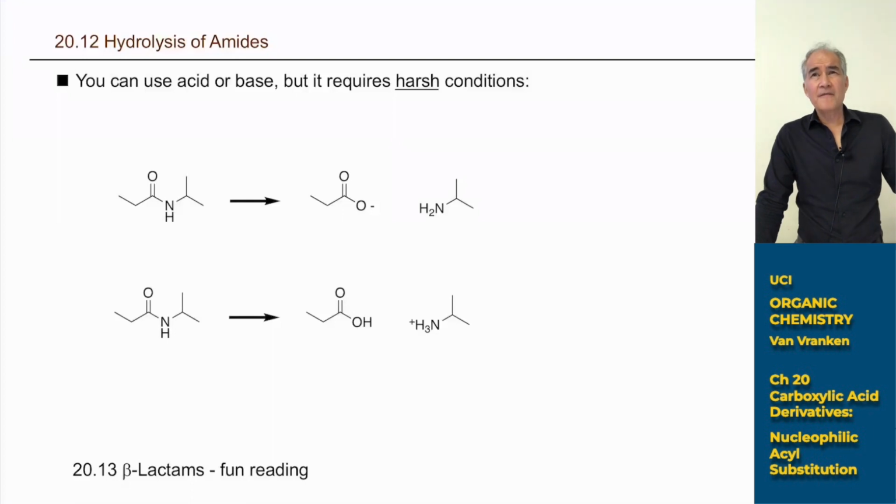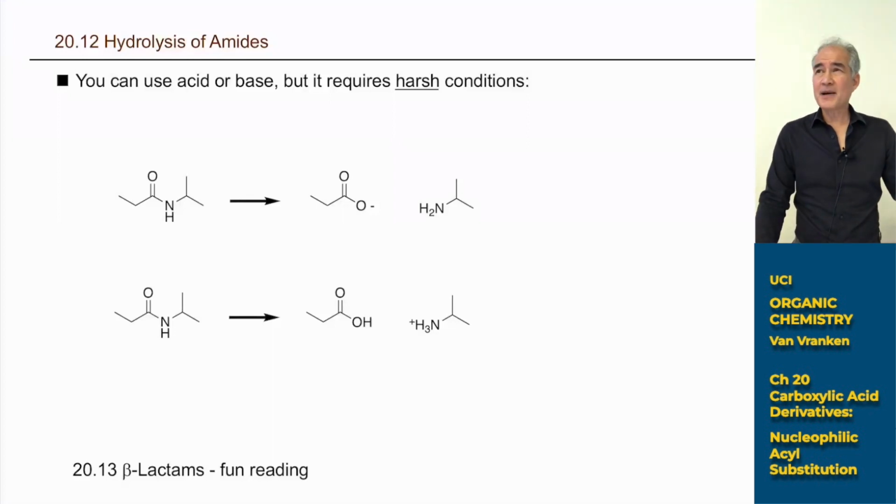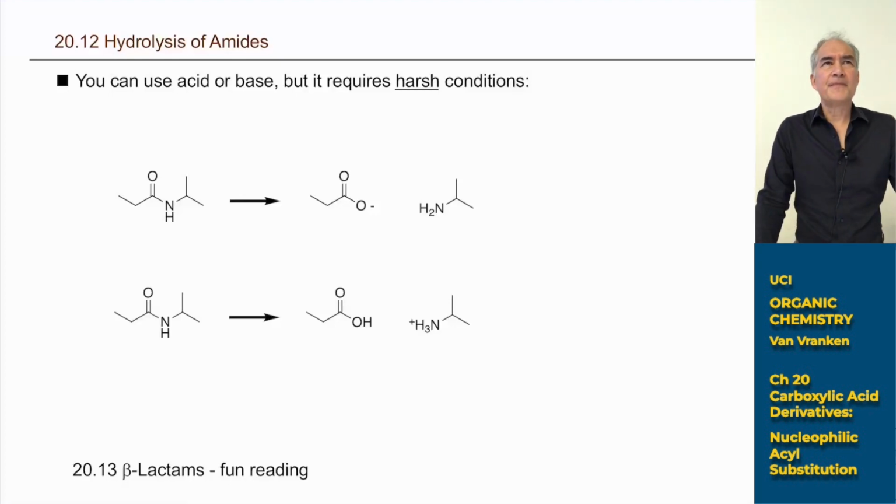So when we left off on Friday, we had talked about saponification, how to use sodium hydroxide, not heat, just sodium hydroxide, room temperature, to cleave esters efficiently to make sodium carboxylates. And then you can protonate those using an HCl workup to make carboxylic acids. Now we're going to talk about a much tougher problem, and that is how do you cleave amides?